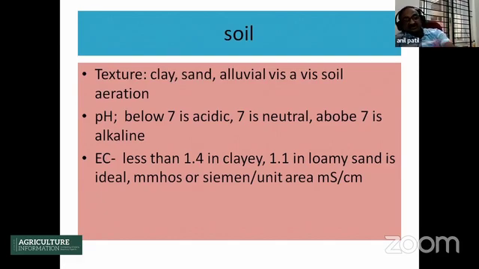So what I was talking about is EC. Generally, EC should be around 1, or up to 1.4 in case of clay. If it is loamy or sandy soils, it should be nearer only to 1. This is measured in millimhos or Siemens per centimeter. So millimhos is the British system and Siemens is the metric system.